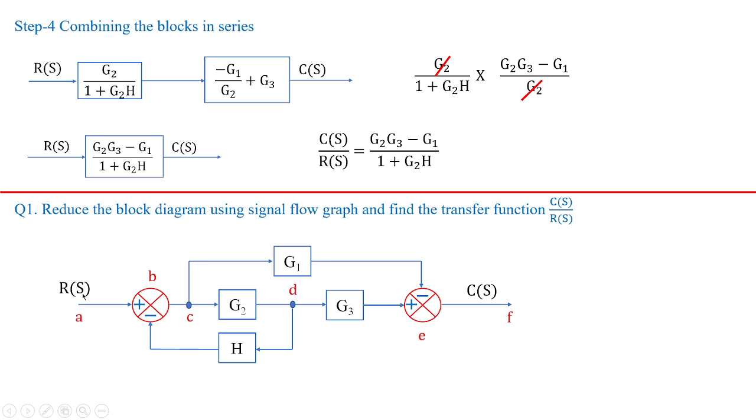So here R of S is node A, the summing point 1 is node B, the takeoff point 1 is node C, and D is another node point where you have the common connection of G2 and G3, and again you have a node which is having a feedback path of H going to the summing point. This forms another node and you have another summing point that we are identifying as node E, and finally the output C of S as node F.